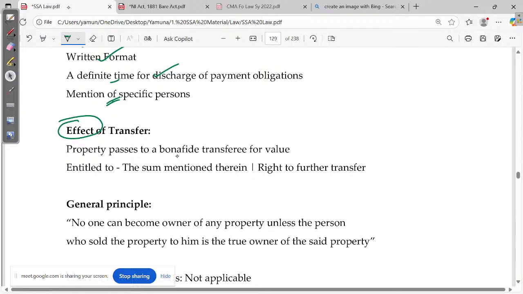If the property passes through a bona fide transferee for value, then that person is entitled to the sum mentioned therein and he has the further right to transfer. Please just don't go by the verdicts. S is giving the signed note or bill of exchange to Y. Y is now giving this to Z.